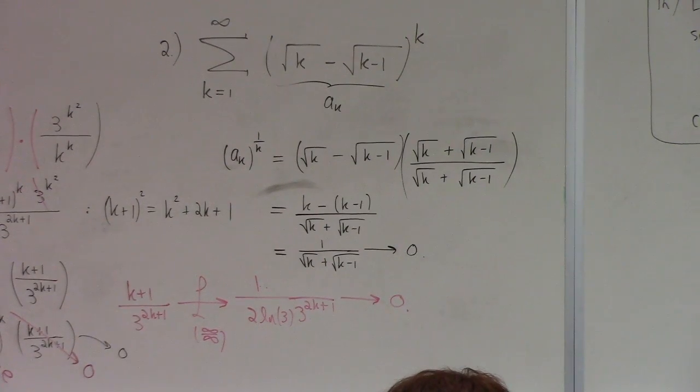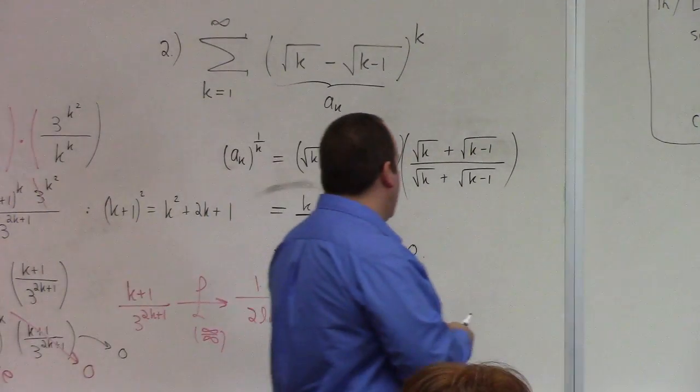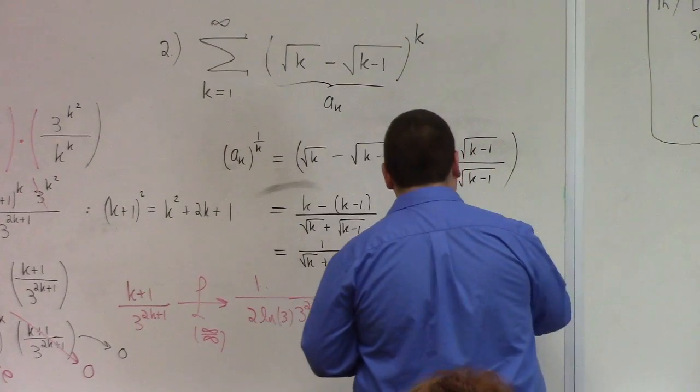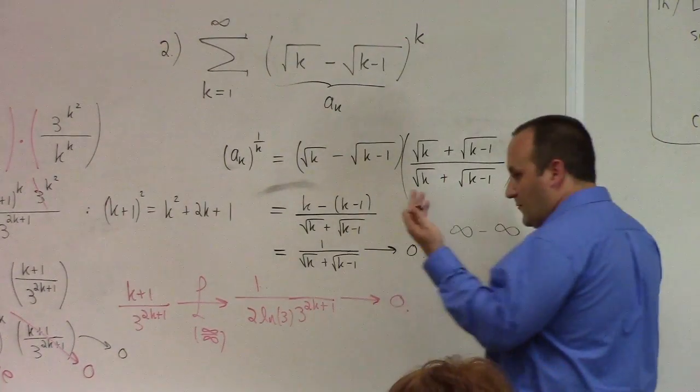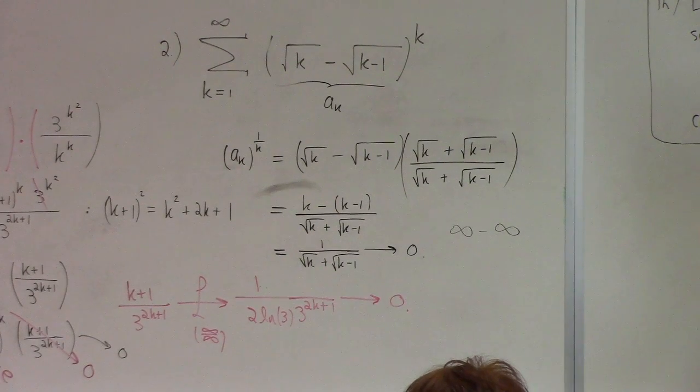Now, did you guys get stuck on how to deal with root k minus root k minus 1? Yeah. But now you know, right? So you couldn't assume that they both go to infinity and therefore it goes to... Infinity minus infinity is an indeterminate form. It could go to 0, it could go to 3, it could go to infinity, who knows? You can't know what that works out to until you do further analysis. It's an indeterminate form.